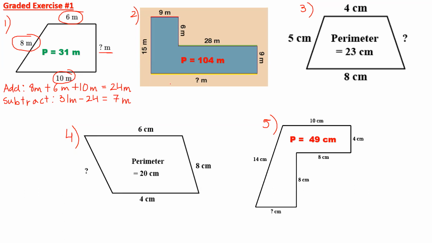All right. Kaden, I need you to explain number 2. Which one? Number 2, when I added 9 plus 6 plus 15 plus 9 plus 28, I got 66, which I subtracted from 104, and I got 37 centimeters.